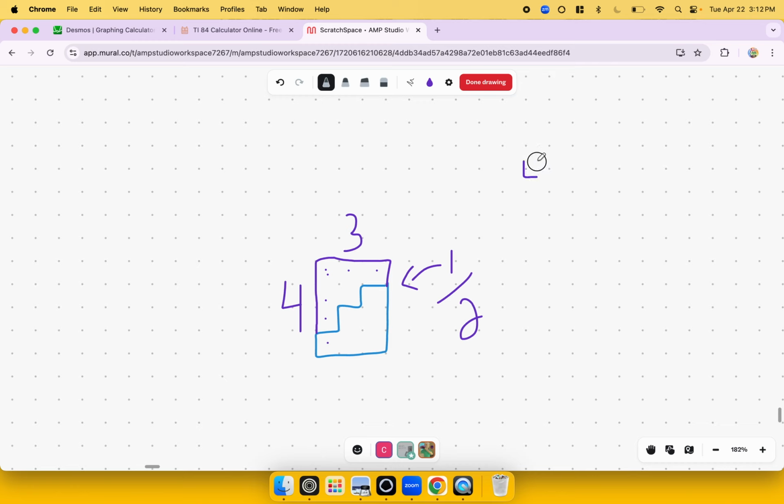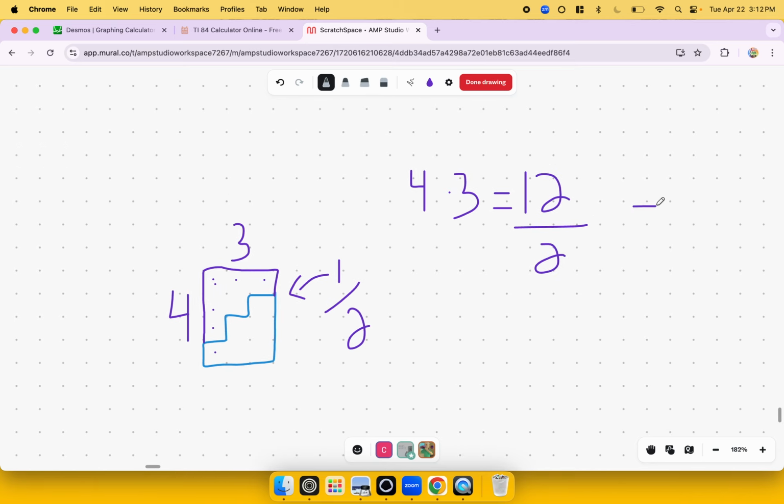So I could literally write this out. 4 times 3, which is 12. And then I divide that by 2. And that gets me 6. Right? By dividing by 2, I'm just multiplying it by half. That gets me 6. And that is the answer for how many squares there are here, right? There's 1, 2, 3, 4, 5, 6.